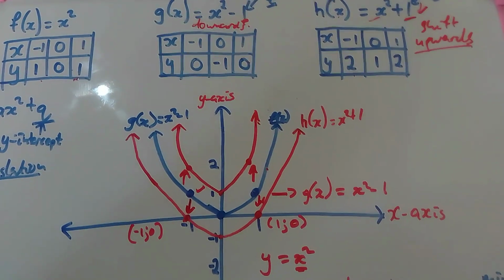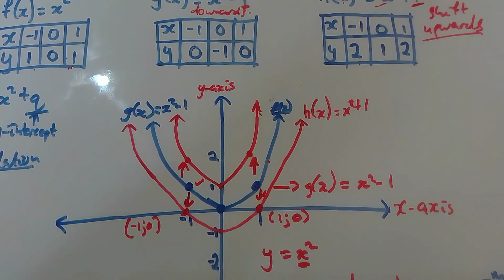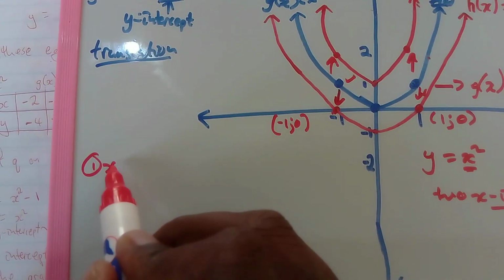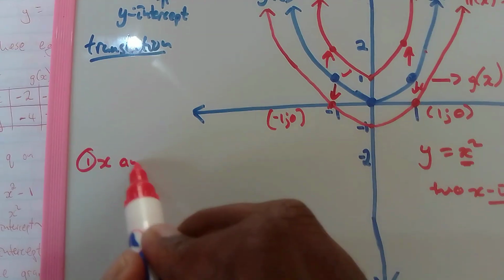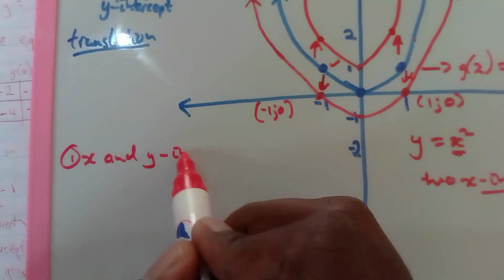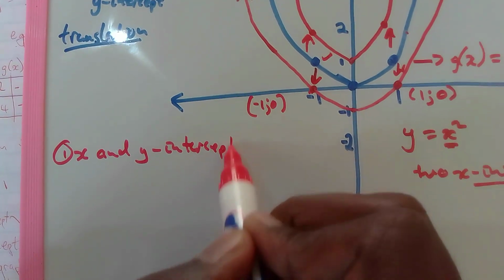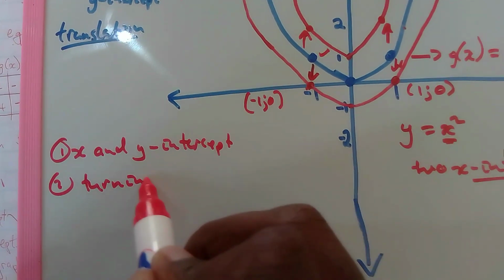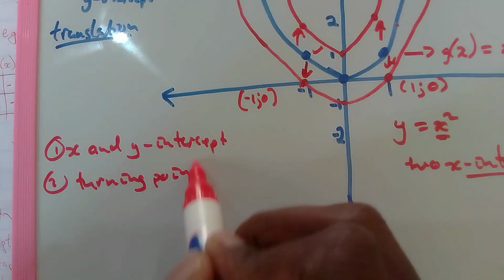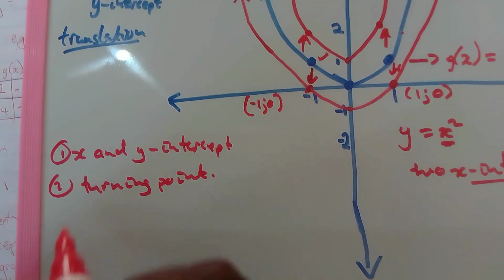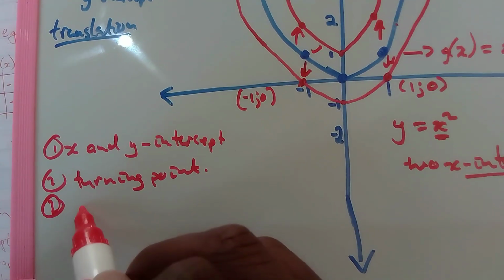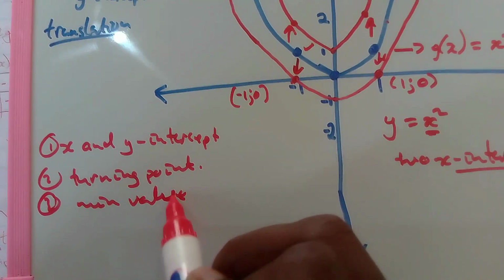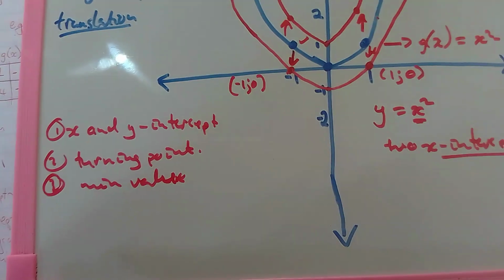In the next video, what am I going to be dealing with? I'm going to be dealing with, number 1, the x and y intercepts. We'll be calculating for that, the x and y intercepts. Number 2, we will be dealing with what? The turning point of a graph, right? Number 3, we'll be dealing with the minimum value of a graph. So you don't want to miss that out.